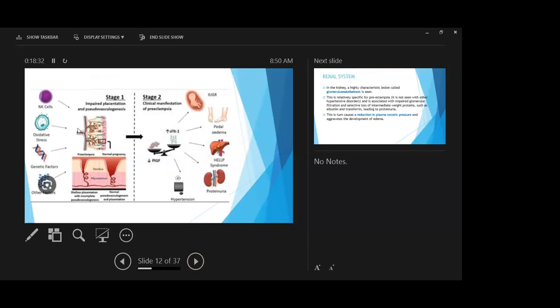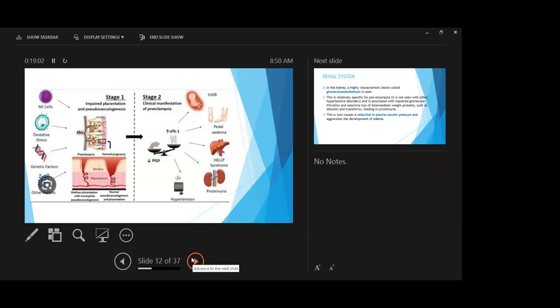In stage 1, there are natural killer cells, oxidative stress, and genetic factors that all lead to impaired placentation and pseudovasculogenesis. And in stage 2, there are clinical manifestations of pre-eclampsia, that is IUGR, fetal edema, HELLP syndrome, proteinuria, hypertension. The important thing here is, even if you don't remember all the details of that, which probably is for the researchers.